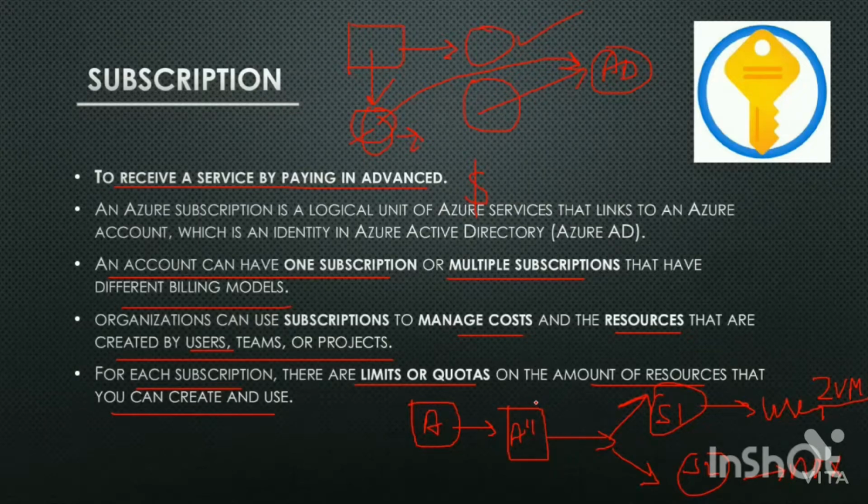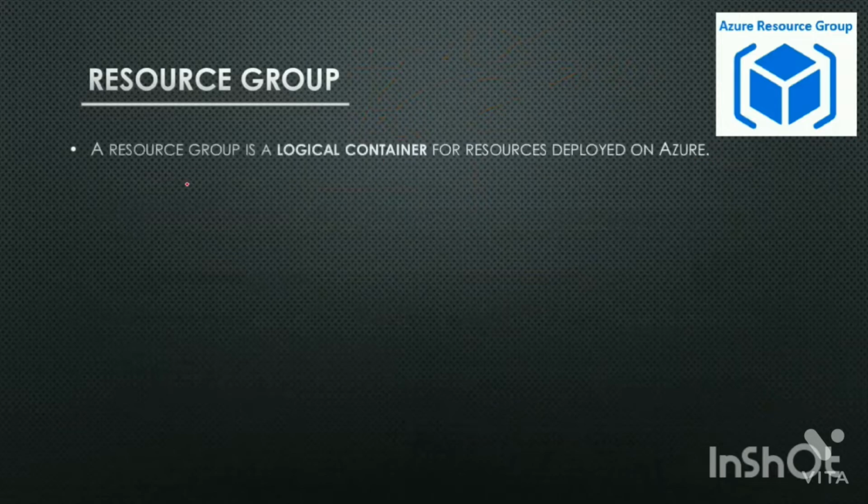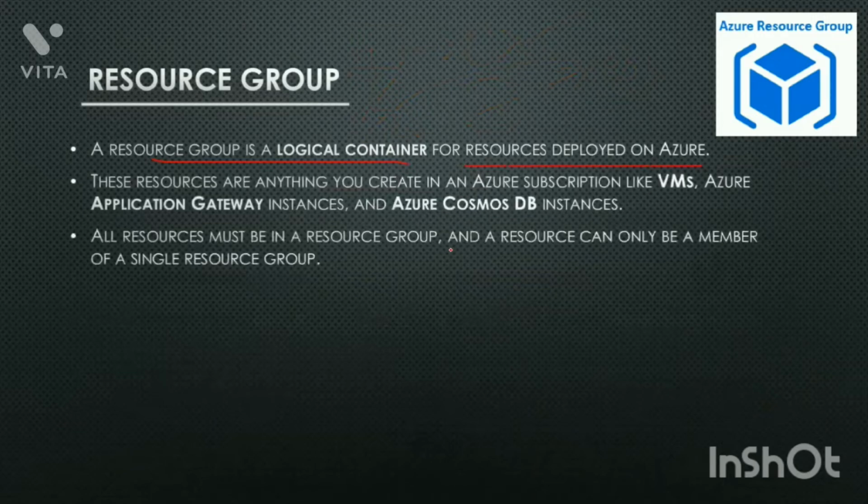Now coming to the next slide, which is resource group. By hearing the term resource group, what comes to our mind? First of all, the resource group icon looks like this. A resource group is basically a logical container for the resources deployed on Azure. Let me explain with one simple example.